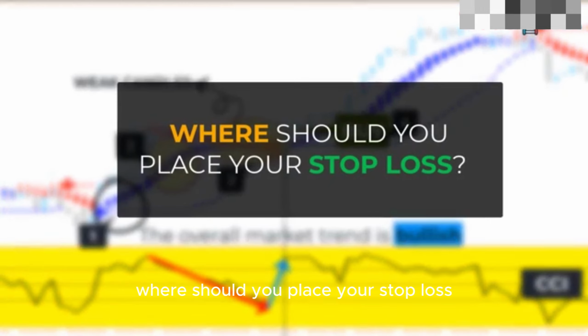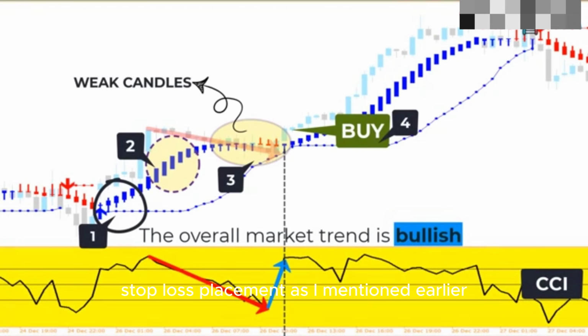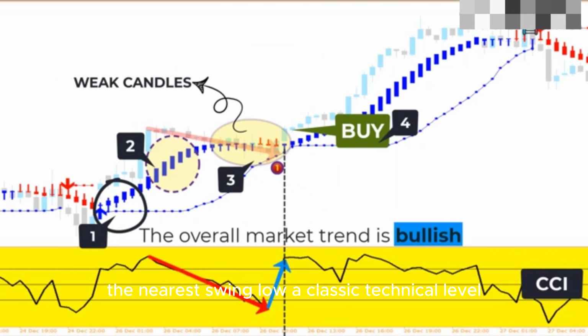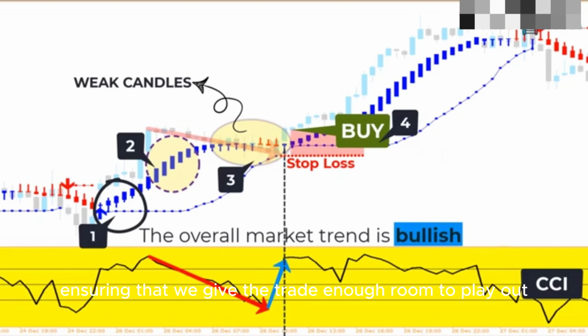Where should you place your stop loss? Now let's talk about one of the most important parts of any trade: stop loss placement. As I mentioned earlier, this strategy automatically provides 3 potential stop loss levels. 1. The nearest swing low, a classic technical level. 2. Below the candle from profitable strategy 2, offering a structured risk point. 3. Below profitable strategy 1, acting as an additional layer of protection. In this case, the most optimal stop loss placement is below both profitable strategy 2 and profitable strategy 1, ensuring that we give the trade enough room to play out while keeping our risk managed.